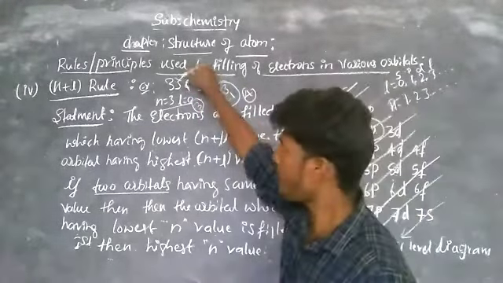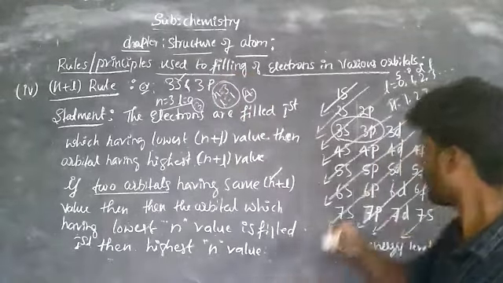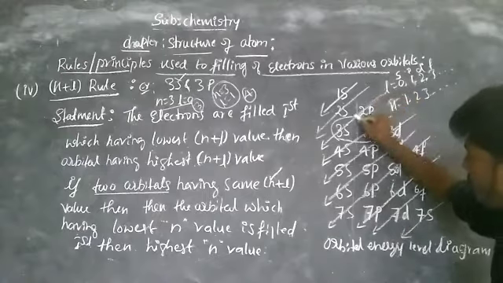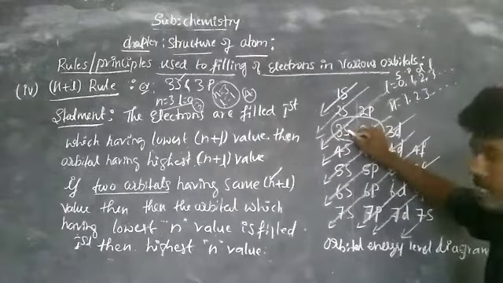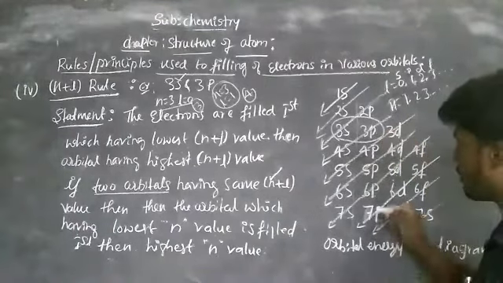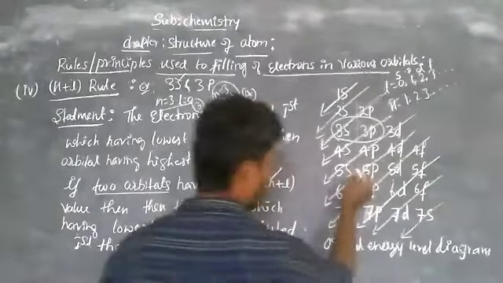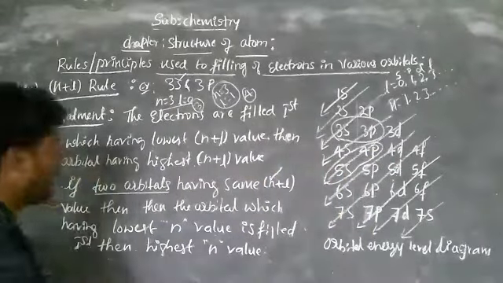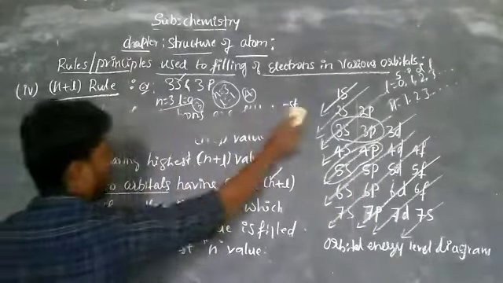Therefore 3s is filled first, then 3p. So immediately 3s fills up first. That's what the arrow mark is showing. Means 3s is filled first, then 3p. Now observe these two, the 4p and 5s. Now take 4p and 5s.